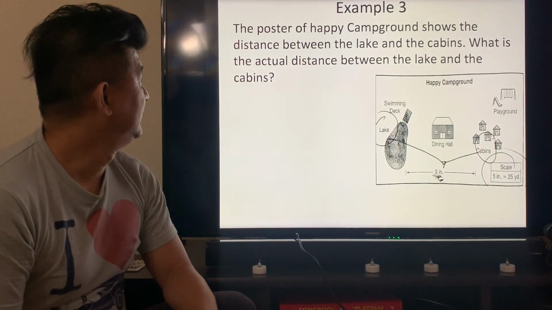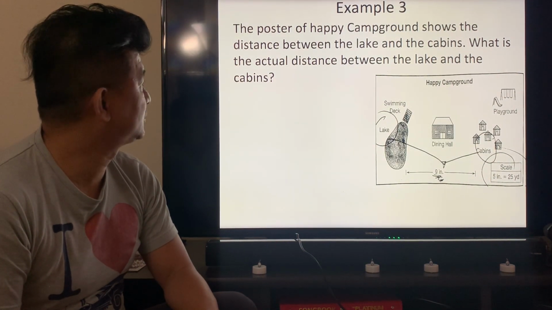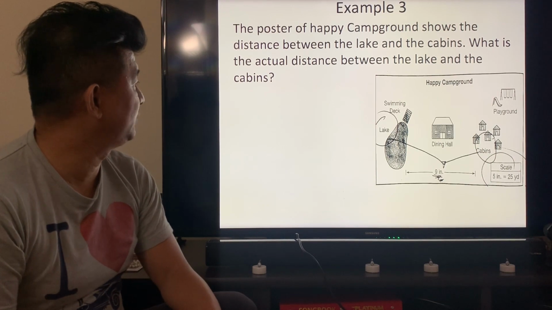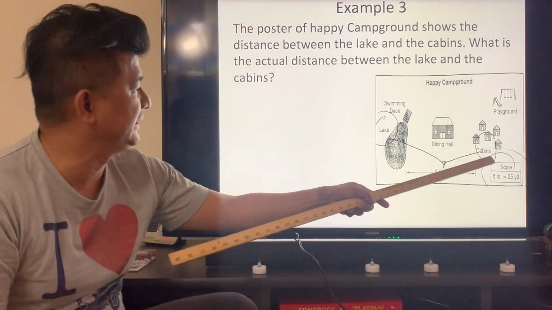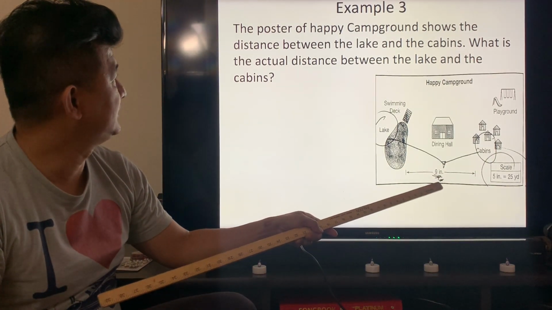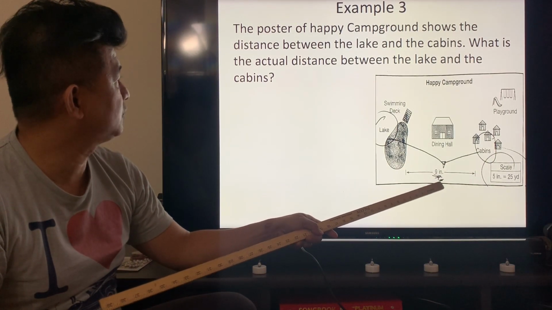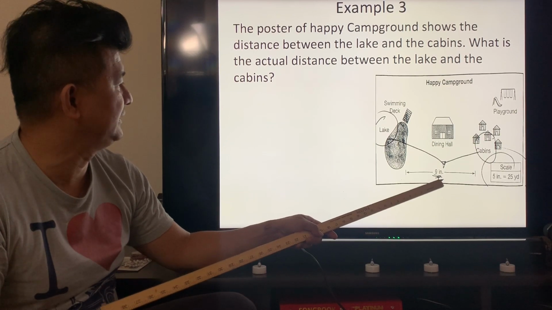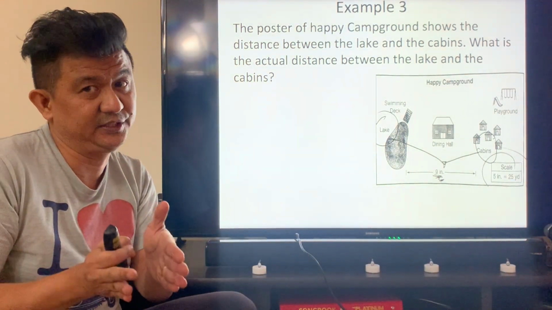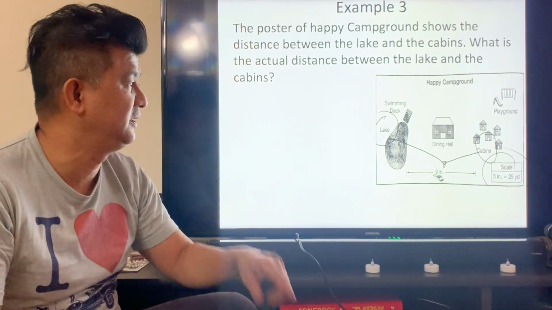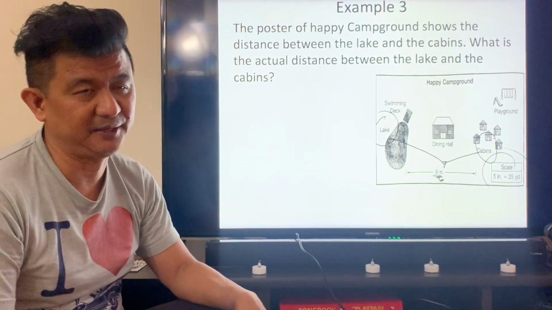Example 3. The poster of a happy campground shows the distance between the lake and the cabins. This is the lake and that's the cabin. Okay? And this is the drawing. What is the actual distance between the lake and the cabin? So, it's just 9 inches. It doesn't mean in real life, there's only 9 inches apart. No, we want to know the real dimension.